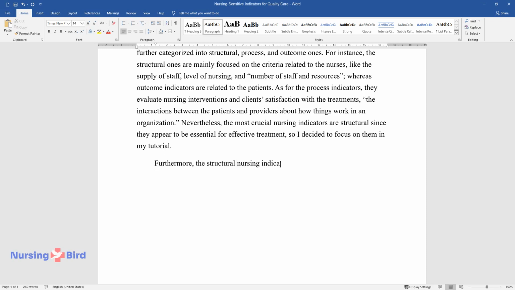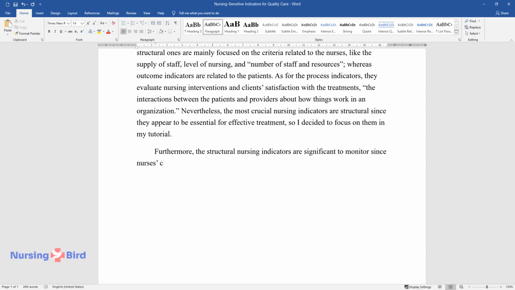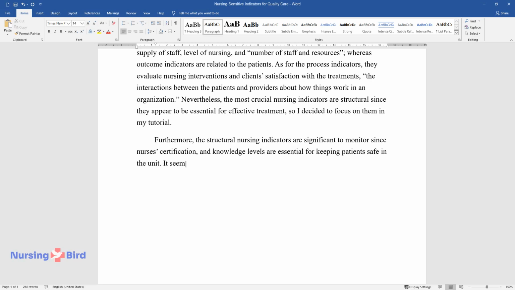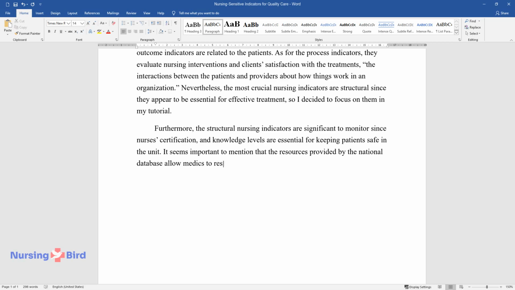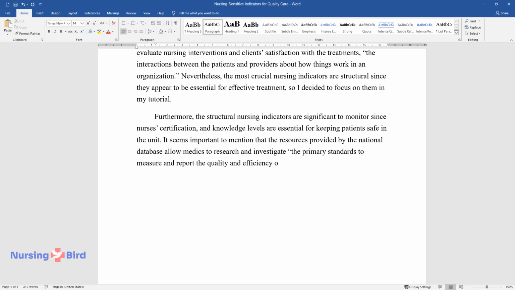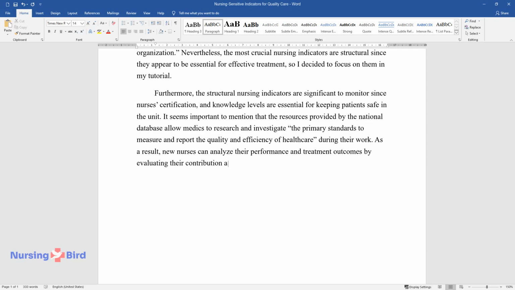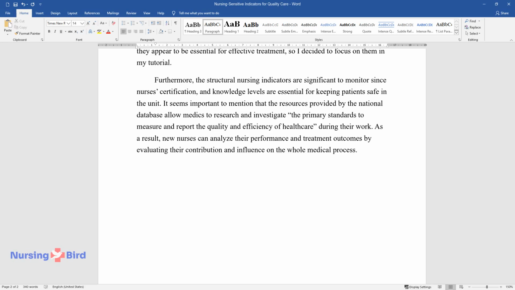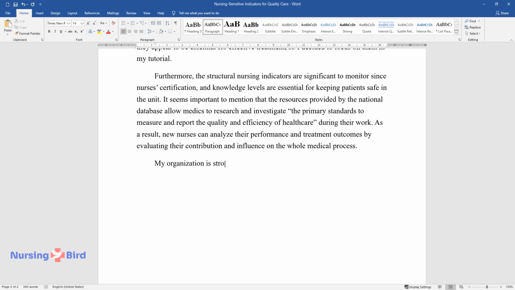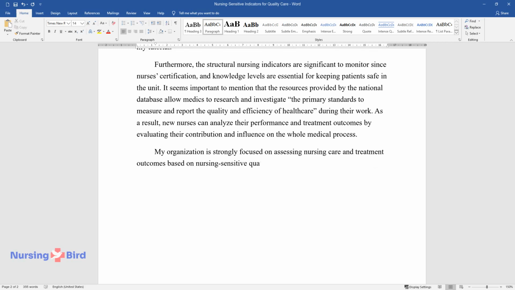Furthermore, the structural nursing indicators are significant to monitor since nurses' certification and knowledge levels are essential for keeping patients safe in the unit. It seems important to mention that the resources provided by the national database allow medics to research and investigate the primary standards to measure and report the quality and efficiency of healthcare during their work. As a result, new nurses can analyze their performance and treatment outcomes by evaluating their contribution and influence on the whole medical process.